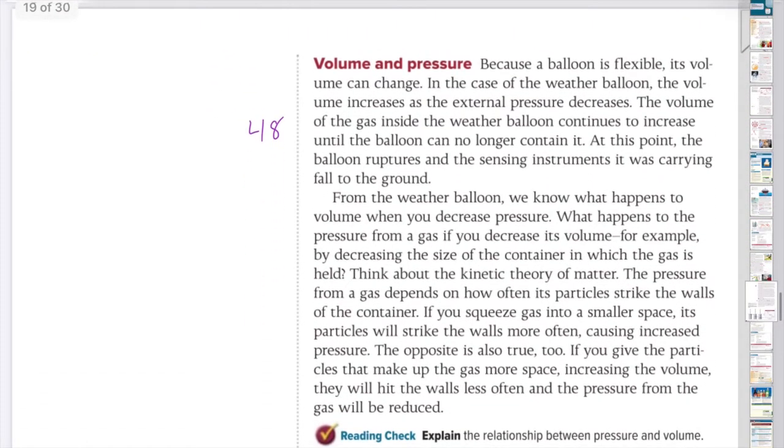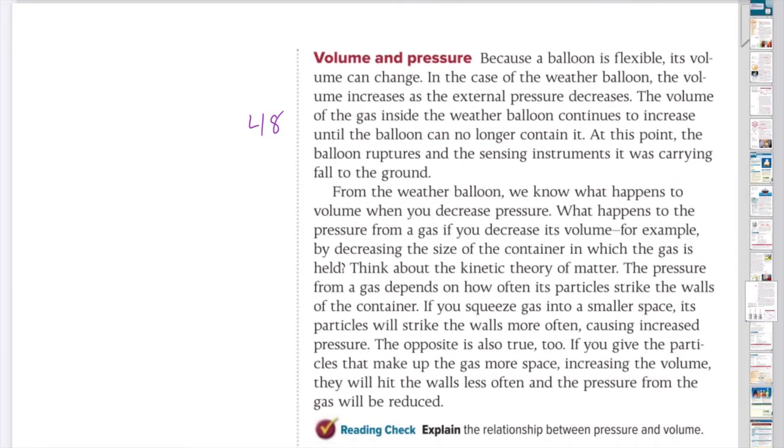So volume and pressure. Because a balloon is flexible, its volume can change. In the case of the weather balloon, the volume increases as the external pressure decreases. The volume of the gas inside the weather balloon continues to increase until the balloon can no longer contain it. At this point, the balloon ruptures and the sensing instruments it was carrying fall to the ground.